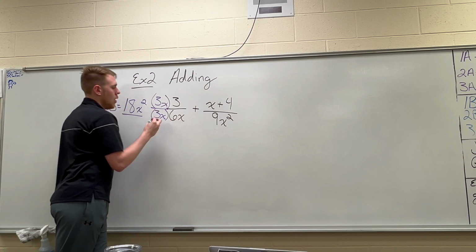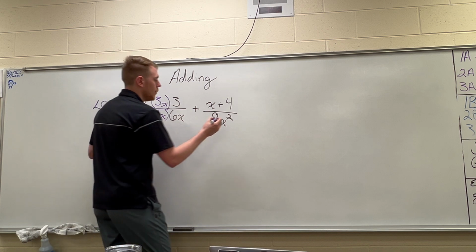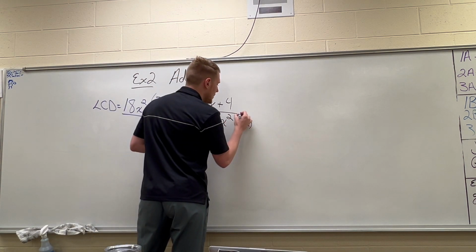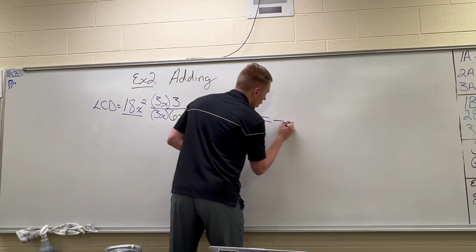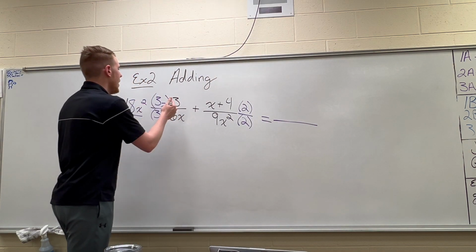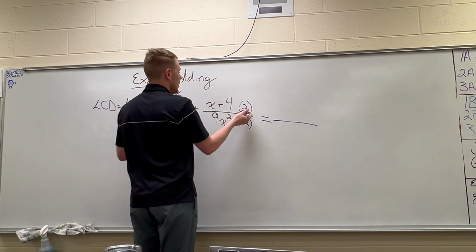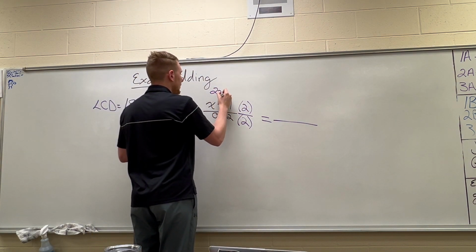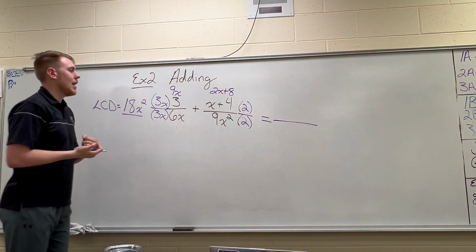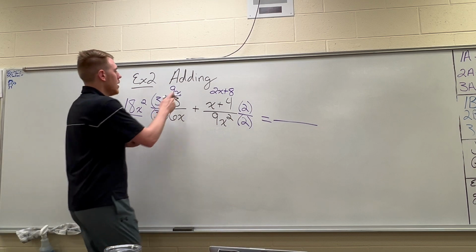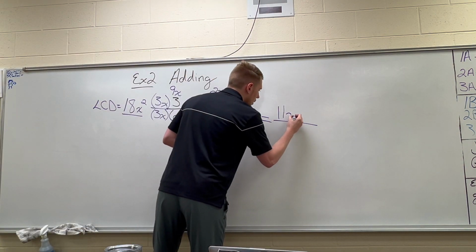So now I can multiply by 3x, 3x. Over here, I need to get 9 to 18. Well, that's simply multiplying by 2. I don't need to multiply x's because it's already at x squared. So what do I get? This becomes 9x. This becomes 2x plus 8. Now you just combine terms. 9x plus 2x is 11x plus 8.